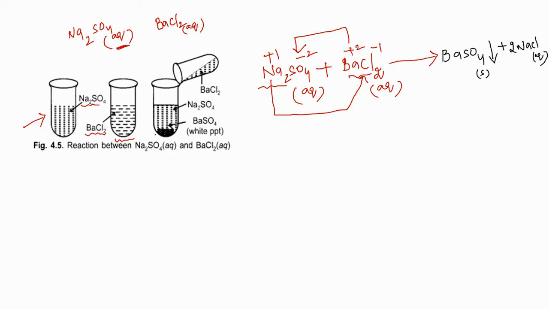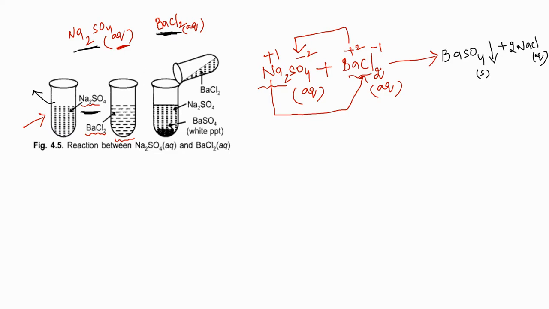aqueous solution. My dear students, when you add sodium sulfate salt to the water, that will give you a clear solution, nothing but a homogeneous solution. And when barium chloride is added to the water, there also you will get a clear water-like homogeneous solution. It means you get a colorless water-like solution when you add sodium sulfate to the water, and likewise a colorless water-like solution when you add barium chloride to the water.